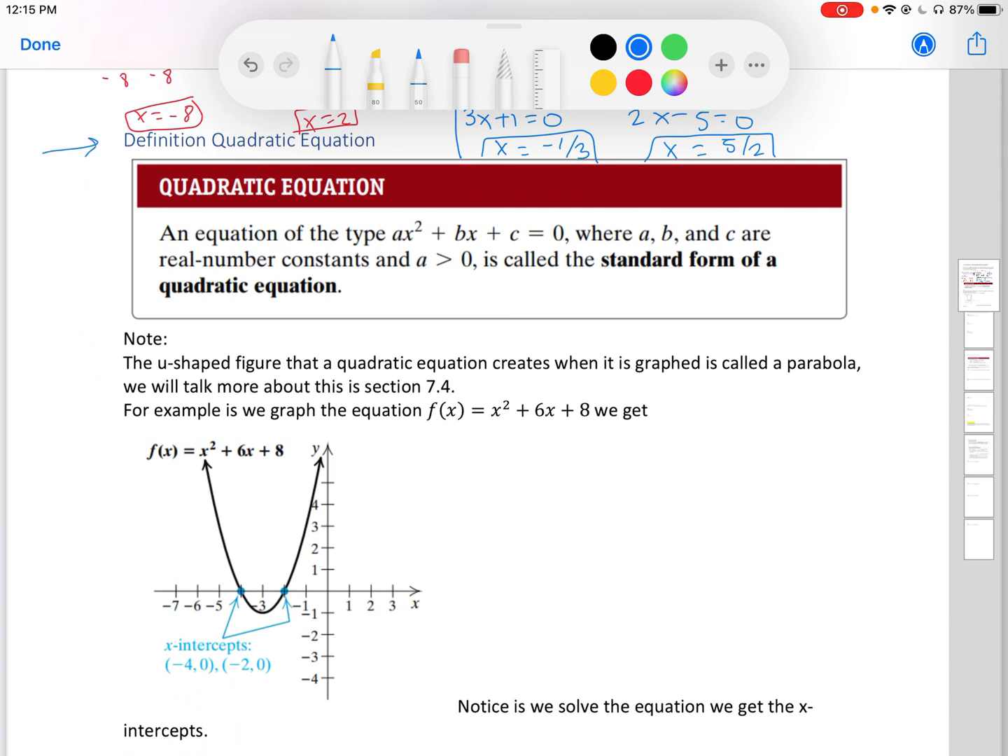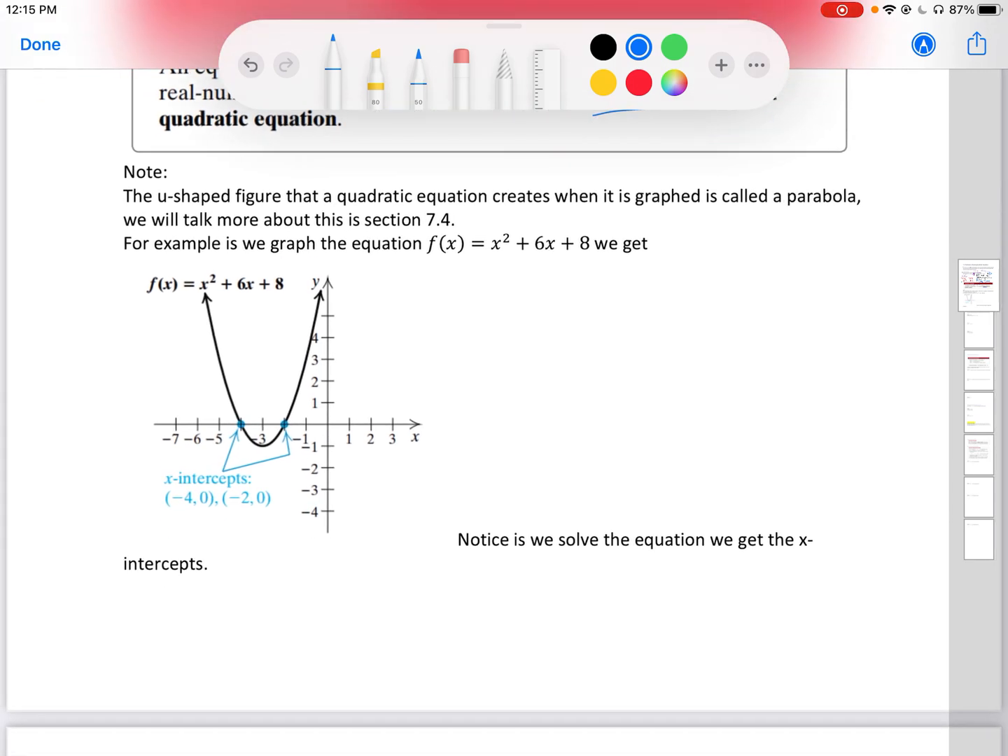Next, definition of the quadratic equation. An equation of the type ax squared plus bx plus c equals 0, where a, b, and c are real number constants and a has to be greater than 0, is called the standard form of a quadratic equation. So these numbers a, b, and c are numbers. Our variables are the x and the x squared. Now a quick note. The U-shaped figure that a quadratic equation creates when it's graphed is called a parabola. We will talk more about this in section 7.4 when we go over how to graph a parabola.